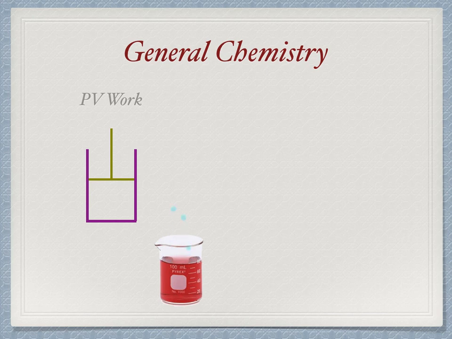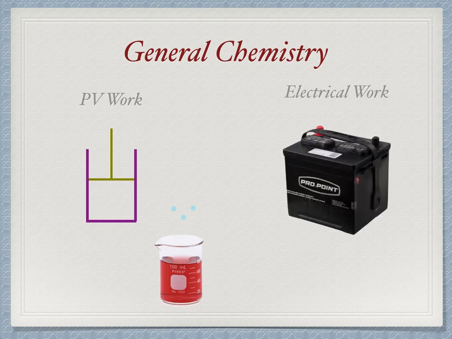So in chemistry, PV work is important, not just from the point of view of running an engine, but it gives us the framework to understand the role of work in chemical reactions. However, it is important to mention here that when we get to electrochemistry, we will find that electrical work is equally important in general chemistry.